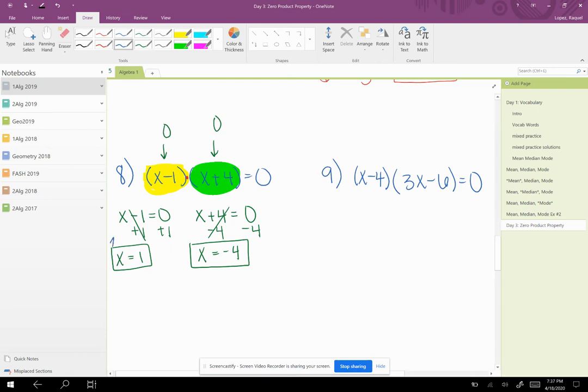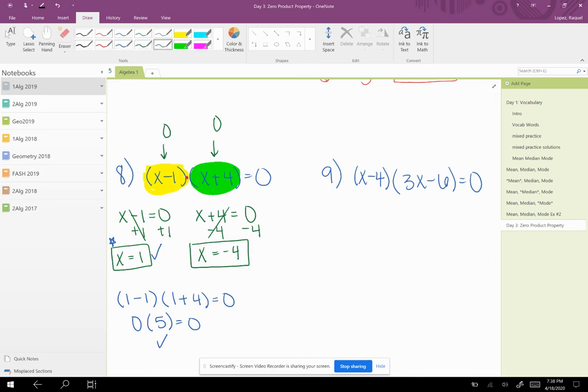So let's start off by plugging in 1 for x, which is what I got over here. We're going to plug in 1 wherever we see an x. So I have 1 minus 1 times 1 plus 4 equals 0. We're going to see if this is a true statement. 1 minus 1, that's 0. 1 plus 4, that gets us 5. Does 0 times 5 equal 0? Yes. So this is one of my solutions.